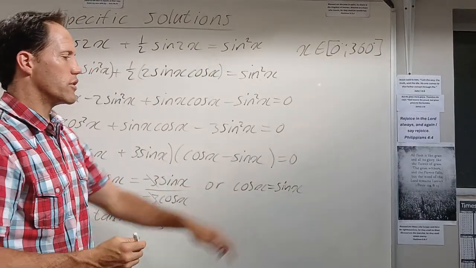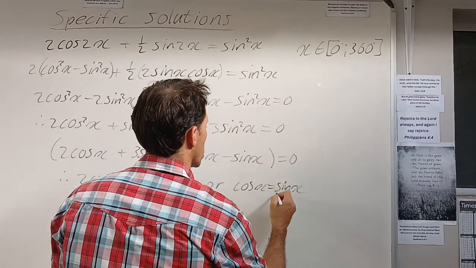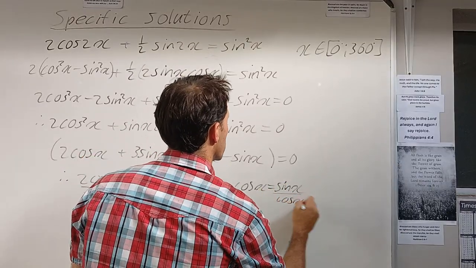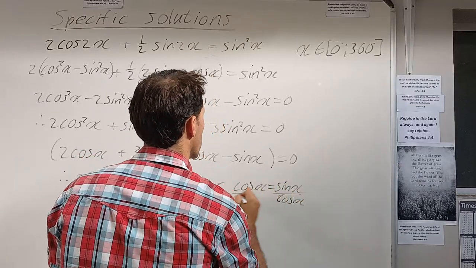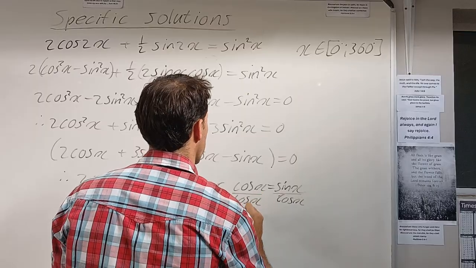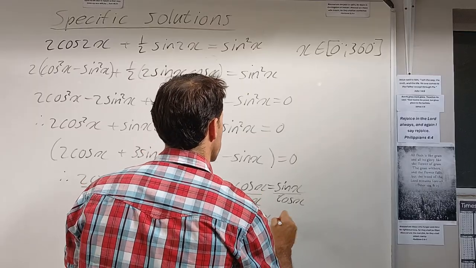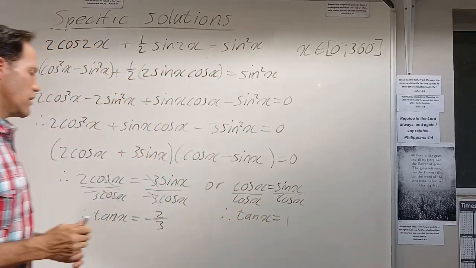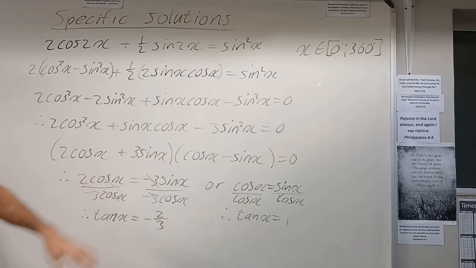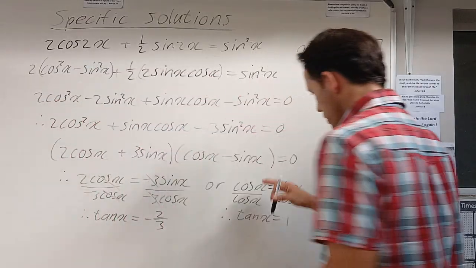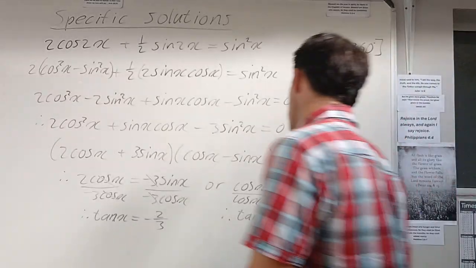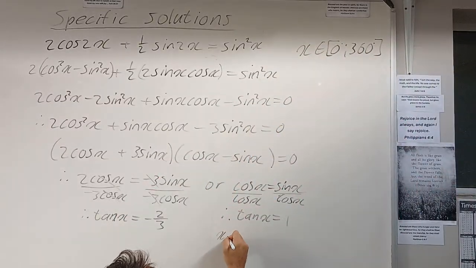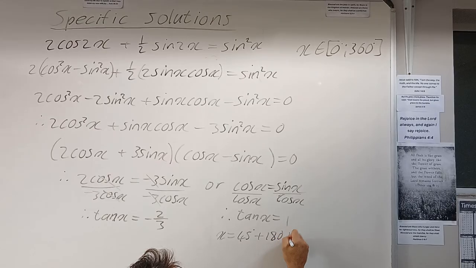And for this one, when you divide by cos on both sides, you're going to get tan x equal to 1. So it ends up going to tan again. And now we can put in our solutions. For this one, obviously, it's going to be x equal to 45 plus 180 times n, n element of Z.